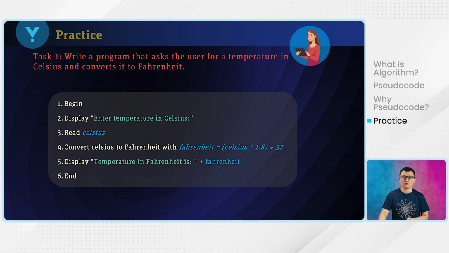So once you have the pseudocode, then it's going to be easier for you to catch the mistake, if there's any. Without even writing the program, you will be able to catch the mistake and correct it.